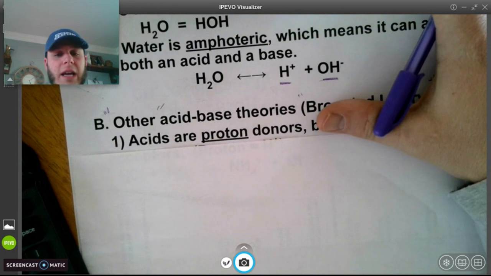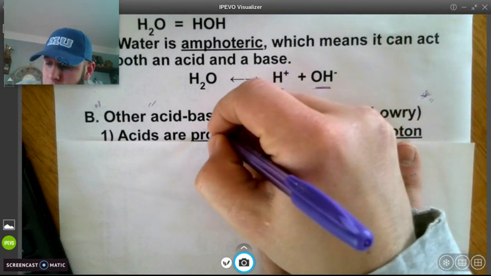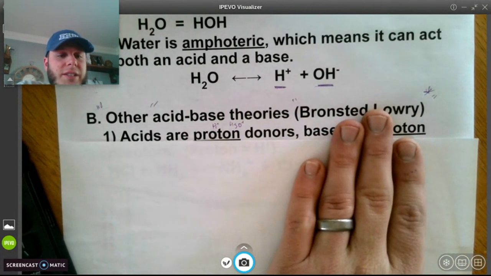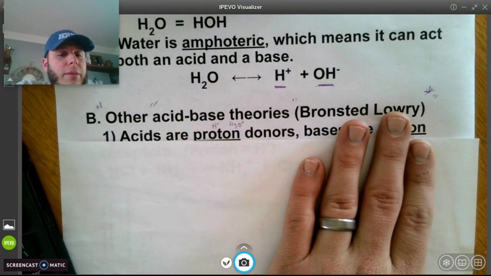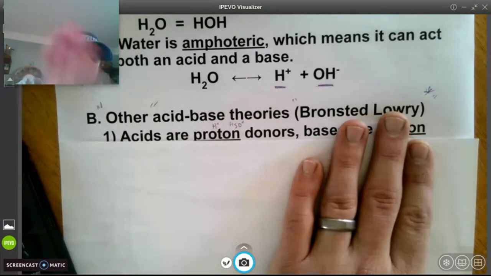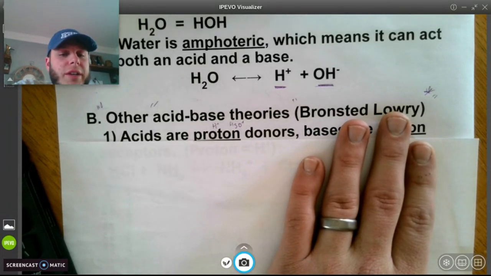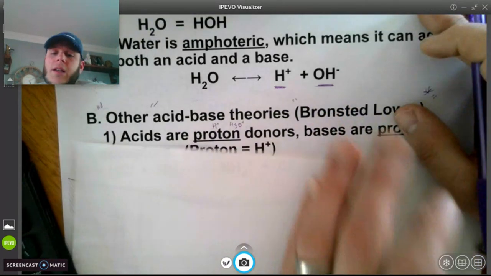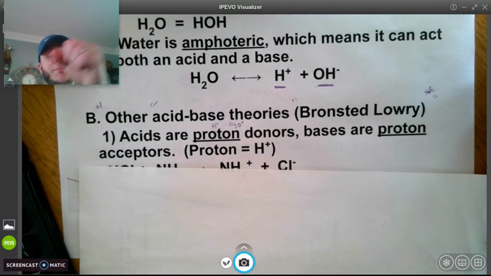I want to stop right there. Acids are proton donors. So just like before, a proton means H plus or H3O plus, the definition for acids is still the same. So whether we're talking about the Arrhenius theory or the Bronsted-Lowry, the other theory, acids always give off H plus. Acids always give off H3O plus. Acids always give off protons. It's just that they call them donors. It's just a slight difference. The big difference is that bases are now proton acceptors.